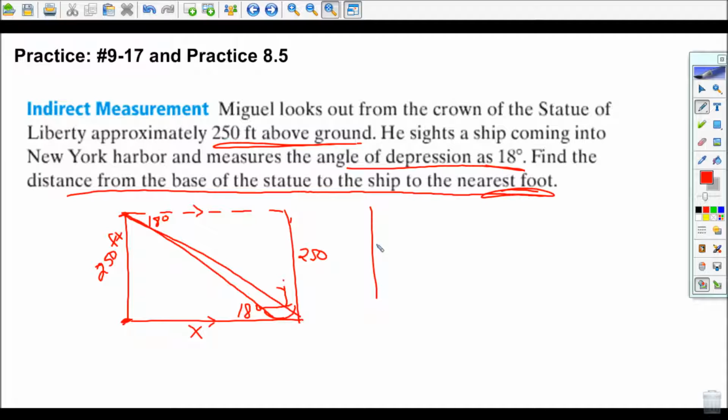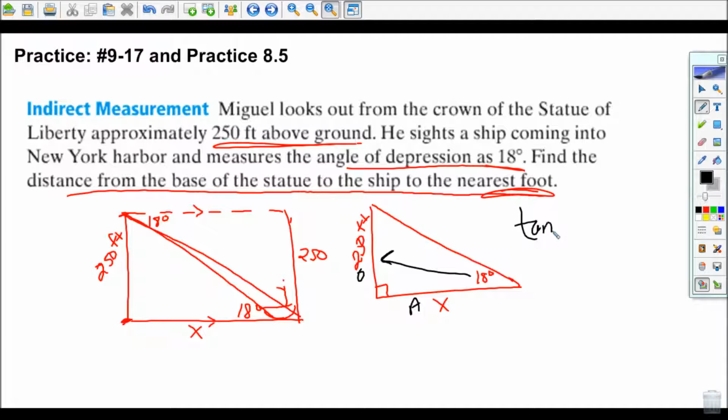So redrawing that. This is 18 degrees. This is 250 feet. And I'm going to try to find this length here. So I have opposite and adjacent. So I know I'm going to use tangent of 18 because of SOHCAHTOA. So that's opposite over adjacent.